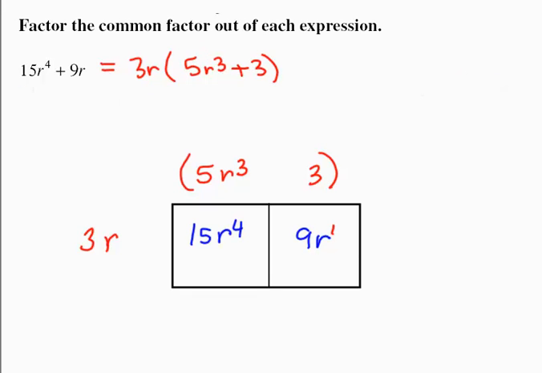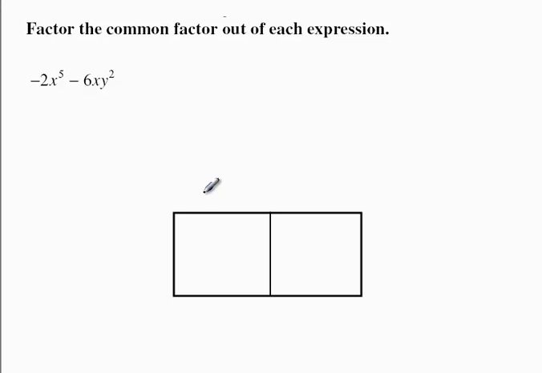And then that's it. In this example, I also have two terms, so I'm going to write them in my box. I have negative 2x to the fifth, negative 6xy squared. So first, I want to think about what is my greatest common factor. Both negative 2 and negative 6 are negative, so I'm going to take out a negative number.